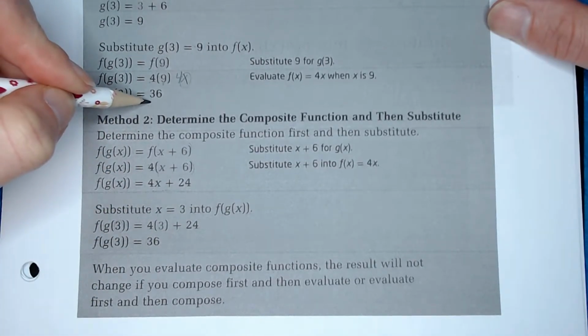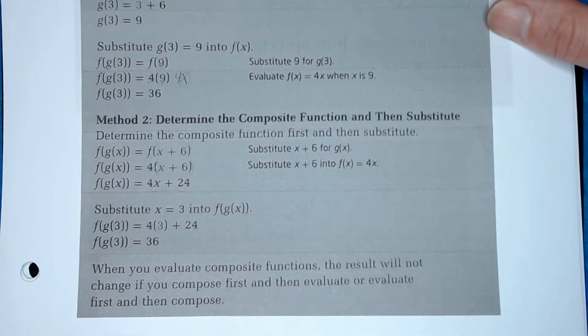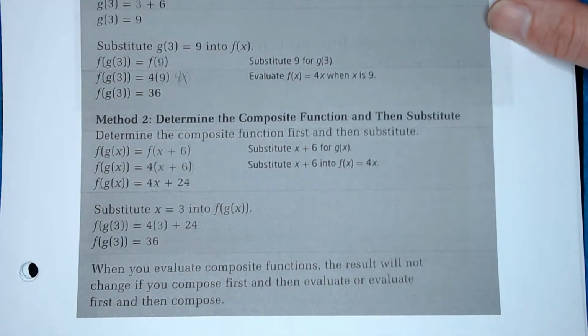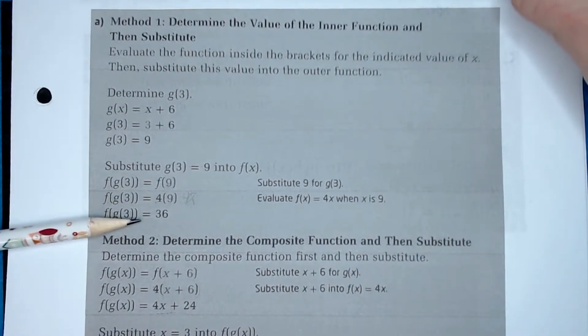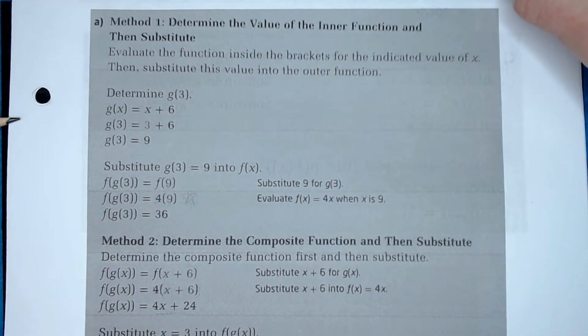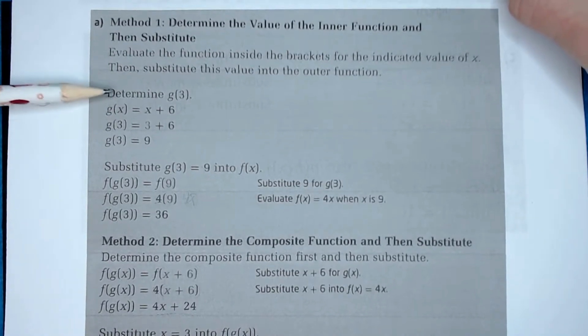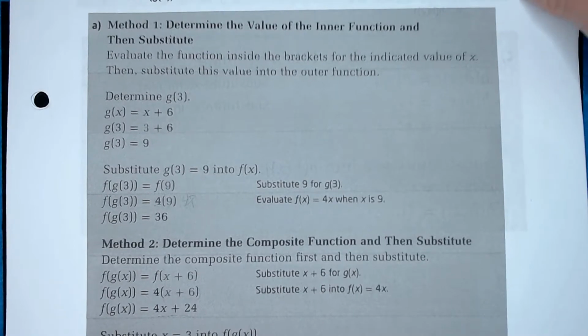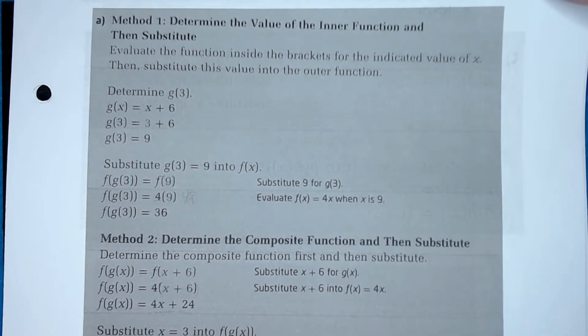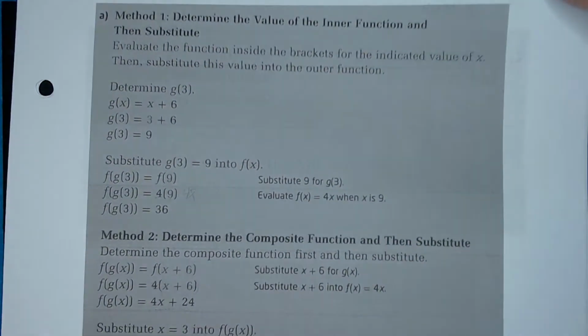Notice that method 1 and method 2 give you the exact same answer. It just depends which one you prefer. I prefer this one. I feel like that's easier, to not have to manipulate variables. Just solve for the value and then insert that value into the f function. But whatever you prefer, whichever one works best for you, go with that one and use it.